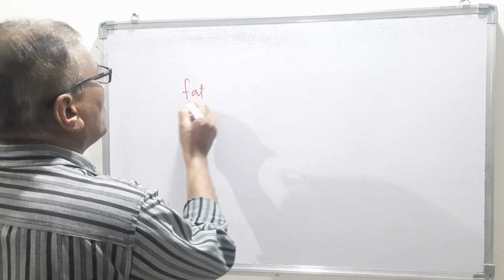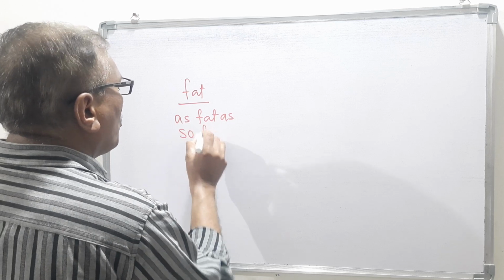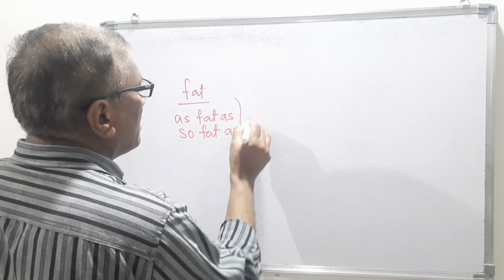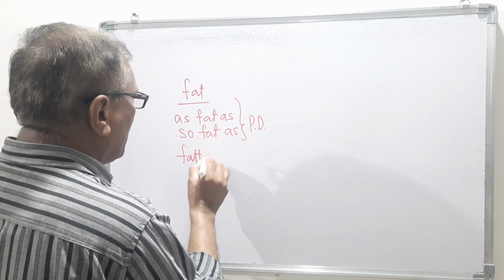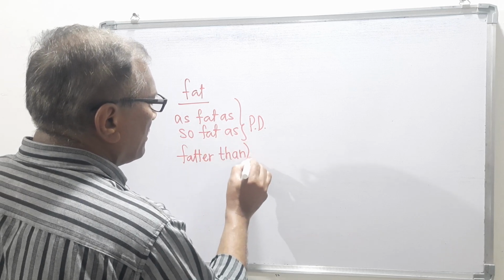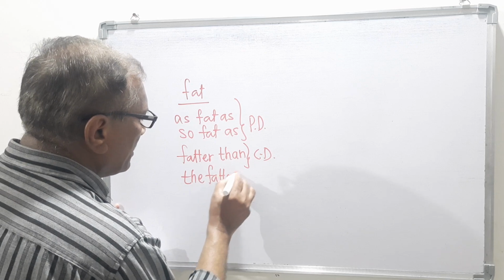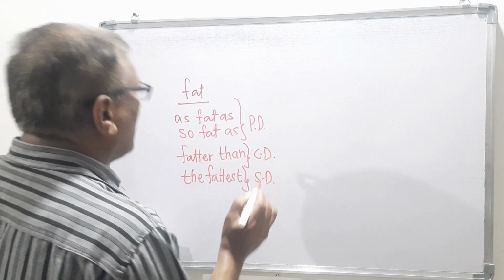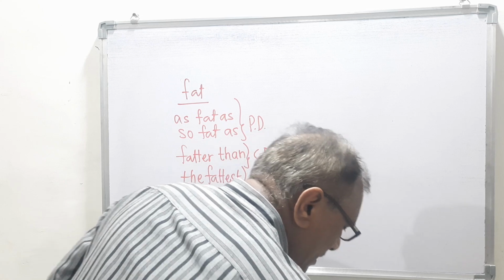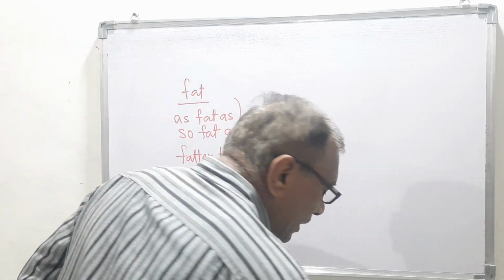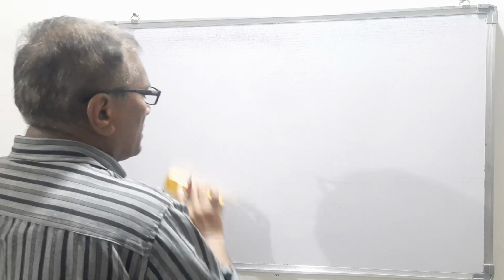Fat is the word, so we can make as fat as, or so fat as. This is the PD. Then fat, fatter than, this is the CD, and the fattest is the SD. So remember, in this way we can make the degree forms with the help of the small words. Remember, small words means the words which have only 6, 5, 4 alphabets. They are called the small words.